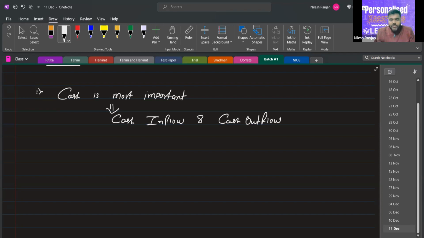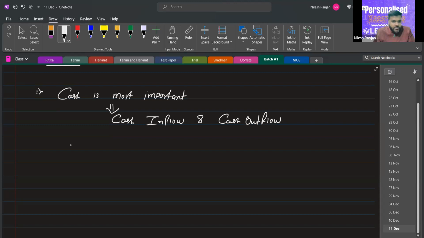For this, we have to find the past situation. Yes, in the previous year or previous to previous year, what happened with cash? Is there any increase? Is there any decrease in cash? Or what is the reason for such increase or decrease? So we need to find where cash is coming from and where cash is going.